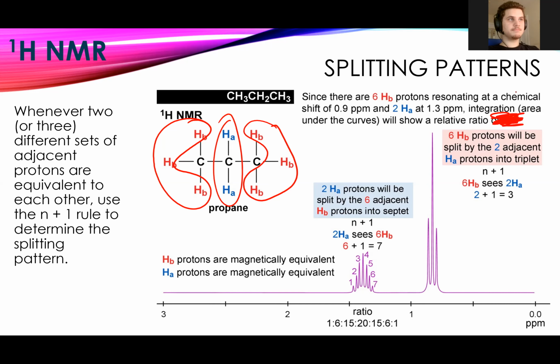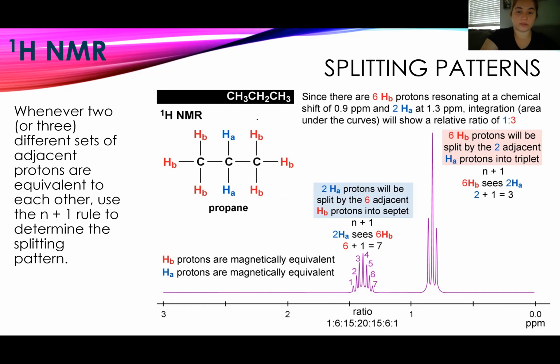3, 4, 3. No, because we have 6 HBs and 2 HAs, so it should be simpler than that. 3 to 1. Right. It'll be a 3-to-1 ratio. And that's just because we have 6 of the HBs and 2 HAs. So if you write that as a ratio, it's 6 to 2, and you can simplify that to 3 to 1.